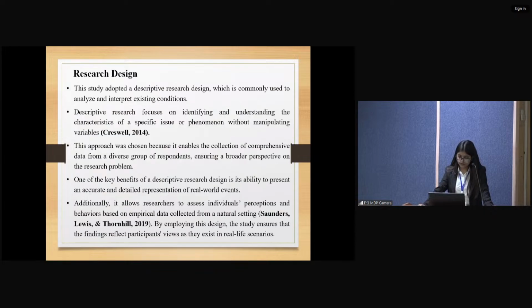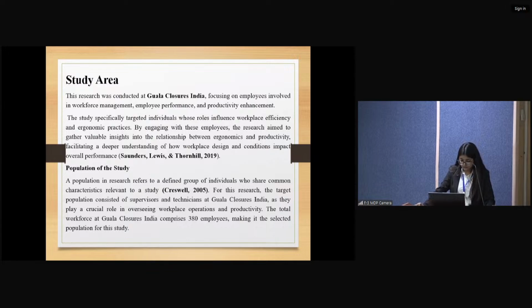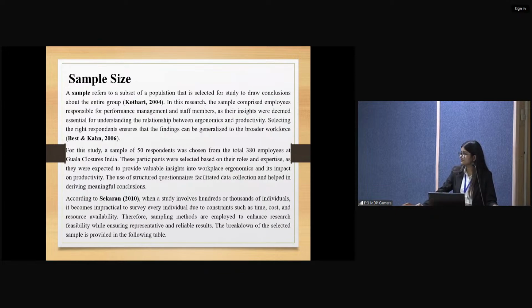Research design. This is a descriptive research design, which is used to analyze and interpret existing conditions. Study area. This research was conducted at Gola Closures, India, focusing on employees involved in workforce management, employee performance, and productivity. Population of study. A population in research refers to a definite group of individuals who share common characteristics related to a study. For this research, the target population consists of supervisors and technicians at Gola Closures, India, who play a crucial role in overseeing workplace operations and productivity. Sample size.